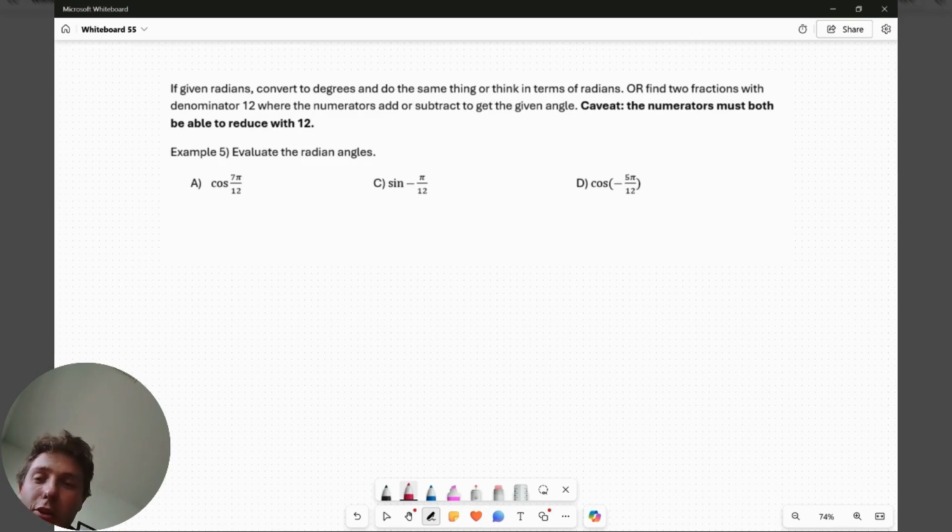Here's what it says. If you're given radians, you could convert to degrees, or let's just think in radians, right? If you're doing that, you want to find two fractions that have a denominator of 12 that add to the given angle, right? 7 pi twelfths, you can make that 1 and 6, 2 and 5, 3 and 4, etc. But realize when you're choosing the angles, you want to make sure that they are values that reduce with 12. For example, values that do not reduce with 12 would be 5, 7, and 11. All other values should be okay to use. I'm going to even include 1 there. We know 1 wouldn't really reduce with anything.